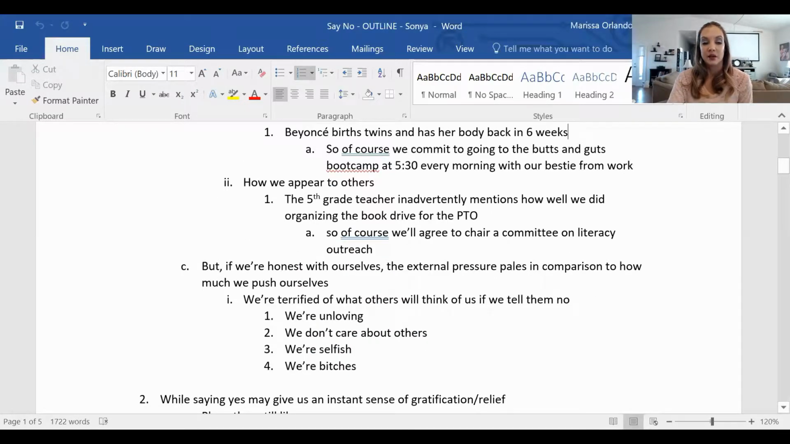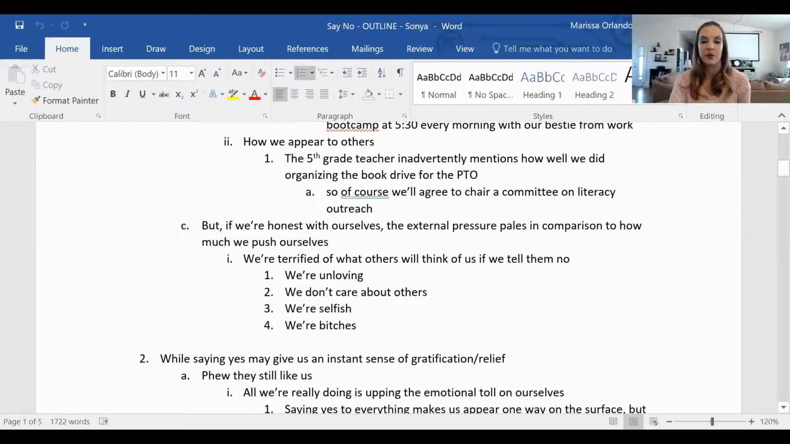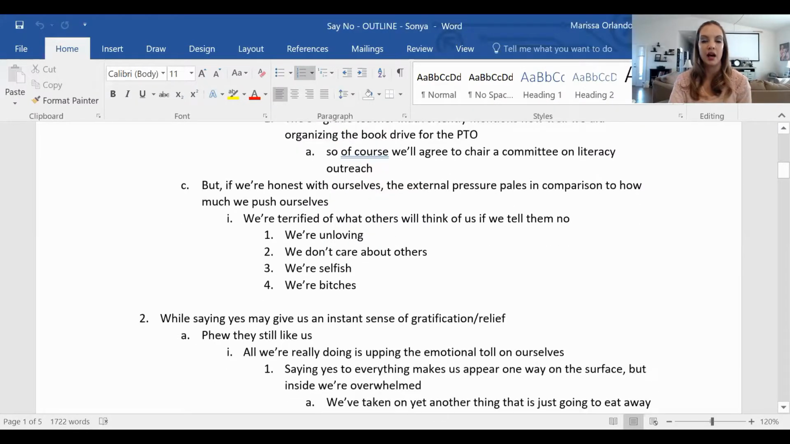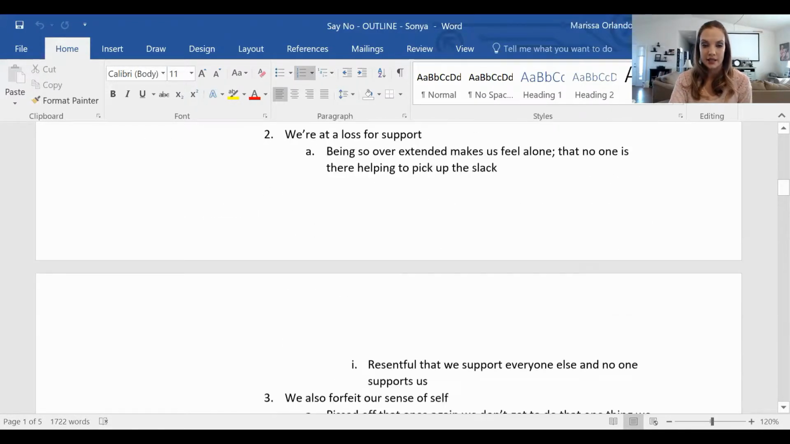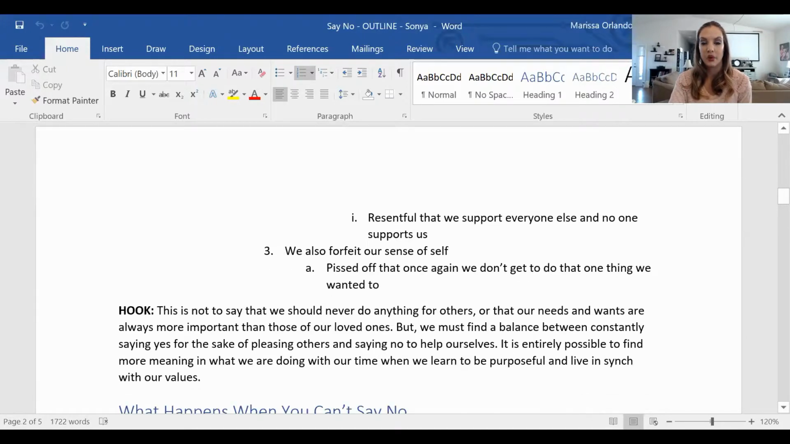And then here we're starting to turn it around a little bit. "But if we're honest with ourselves, the external pressure pales in comparison to how much we push ourselves. We're terrified what others will think," la la la la la. "Saying yes may give instant gratification and a sense of relief, but we end up resentful, we forfeit our sense of self," blah, blah, blah. So we've painted that picture, and then here's our hook.